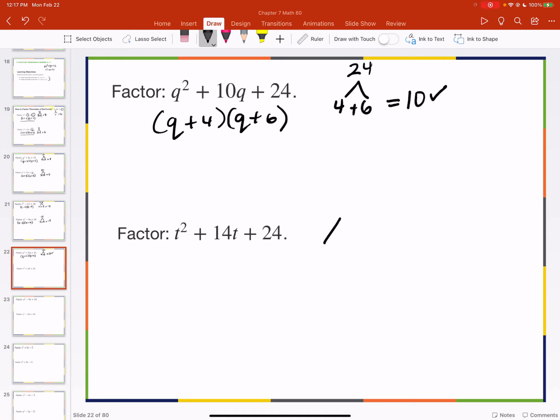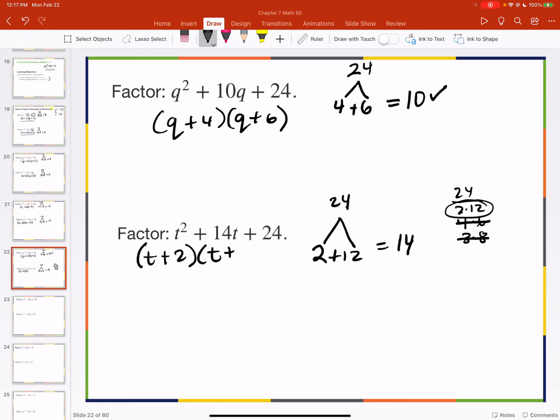Oh, and this one here is 14. So what are the factors of 24 that when I add them together become 14? So then you would use 2 and 7, right? Because remember, what are the factors of 24? 2 times 12, I'm sorry, 2 and 12, I don't know why I wrote 7. 2 times 12, this was a 12. 4 times 6, 3 times 8, right? So it wouldn't be these. This doesn't add up to 14. This doesn't add up to 14. So we need to use 2 and 12. So we have t plus 2 times t plus 12.